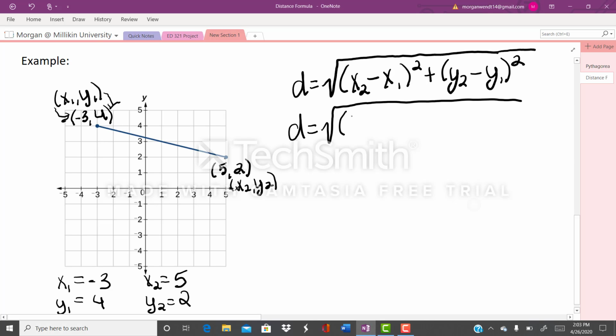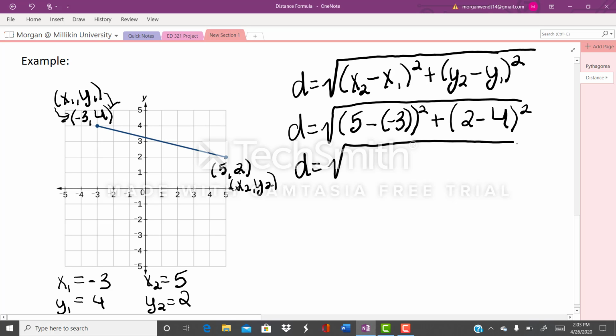So x2 is 5, x1 is negative 3, so put that in parentheses since that negative is with it. You have to be careful with adding and subtracting your integers here. So plus y2 is 2 and y1 was 4, squared. Okay, so now let's apply order of operations. We've got to simplify what's inside before we can take the square root. So 5 minus a negative number is the same as keep, change, change. So 5 plus 3 is 8, squared, plus 2 minus 4 is negative 2, and that's squared.